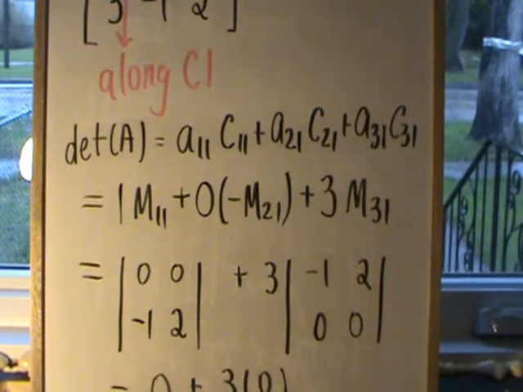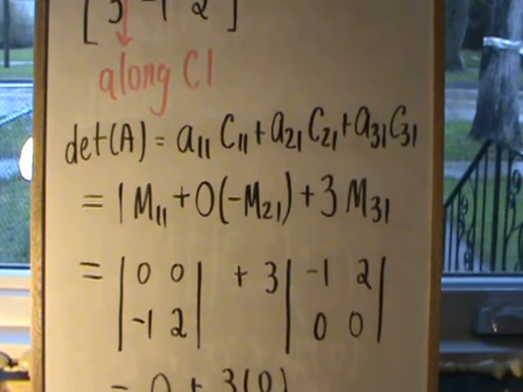So once again, your first step is going to be to fill in all of those entries, a11, a21, a31. In this case we get 1, 0, and 3. And then we're going to replace the cofactors with either a positive minor or a negative minor. The only one that is going to be negative as we do our expansion along column 1 is C21. That'll give us a negative M21.